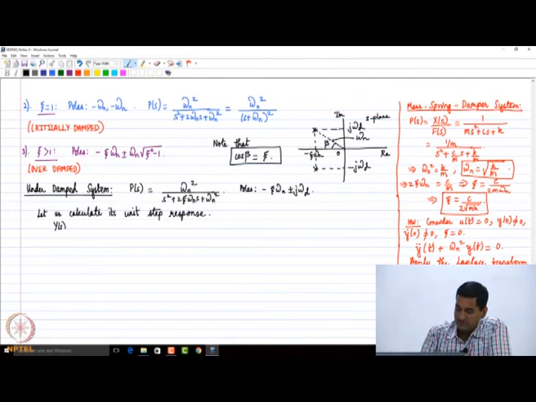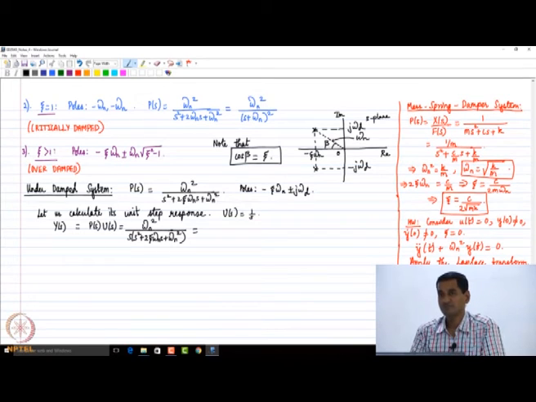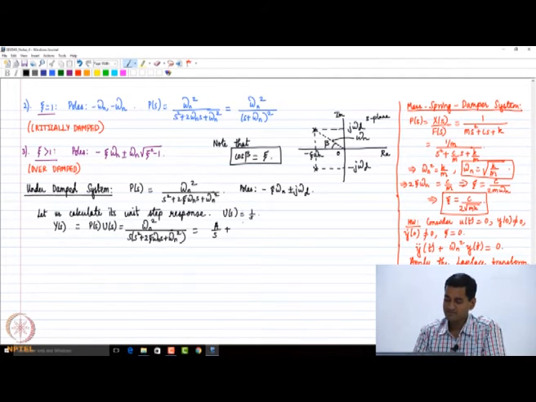Unit step response means u of s is going to be equal to 1 by s. So y of s is going to be p of s times u of s, which is omega n square divided by s times s square plus 2 zeta omega n s plus omega n square. What will happen here? How do I do partial fraction expansion? We discussed this maybe a couple of weeks ago. You can do it as a by s plus b s plus c divided by s square plus 2 zeta omega n s plus omega n square.